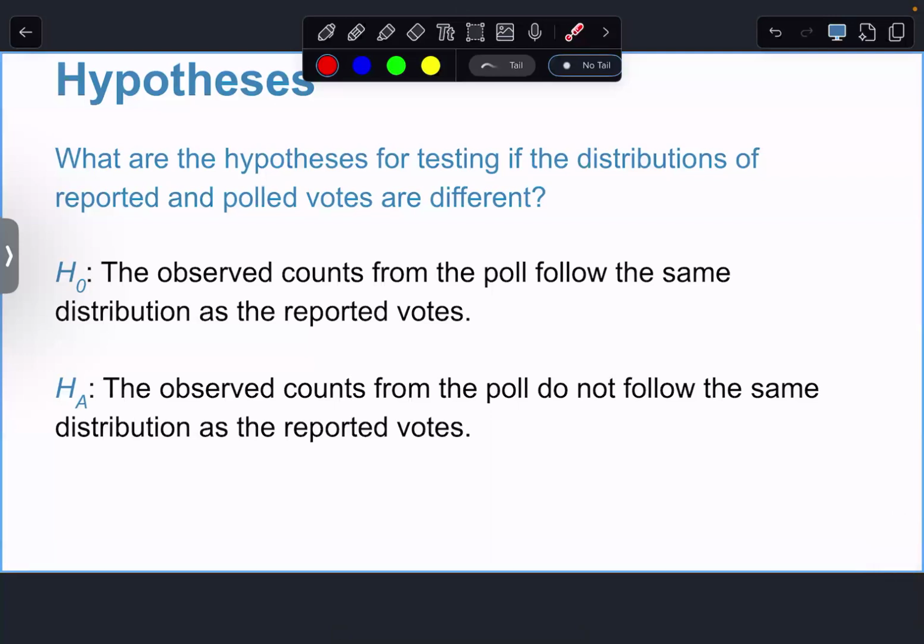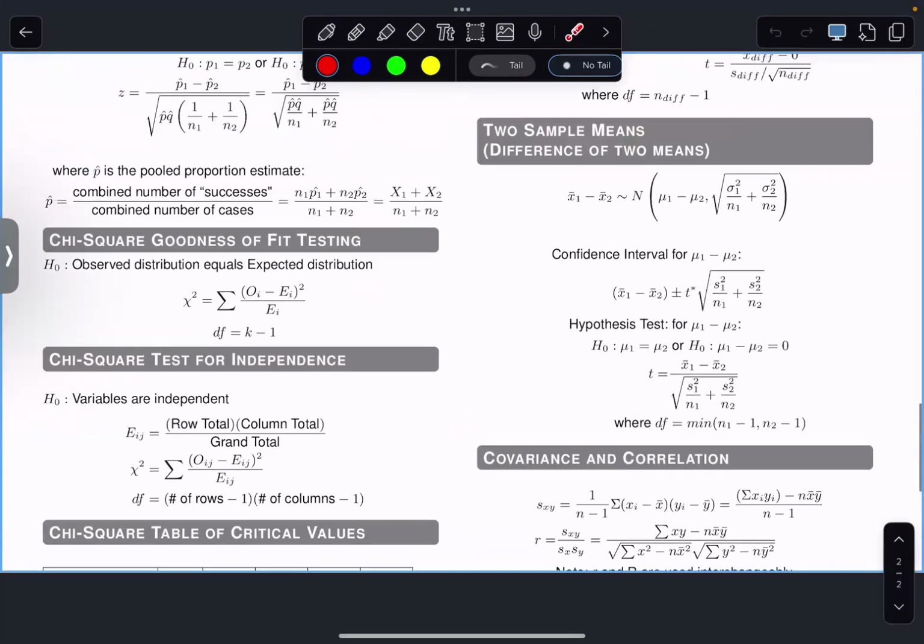So our null hypothesis is that the observed counts from the poll follow the same distribution as the reported votes. And your alternative hypothesis is just the flip side of that, right? That they do not follow the same distribution. And so that's why on your formula sheet I just have: the observed distribution equals the expected distribution. I do want to see a little bit of finesse here, right? The observed distribution from the polls is the same as the expected distribution from the reported vote, or something like that. Kind of question specific.